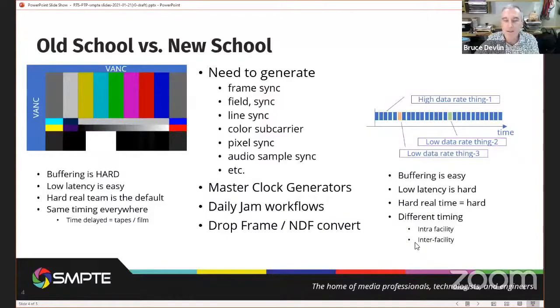Then if you compare that to where we're trying to go to, buffering's really easy. Latency is evil, which makes low latency hard. So actually we're in a completely different operational paradigm now. Hard real time actually becomes quite hard because buffering's easy. People tend to put buffers all over the place.